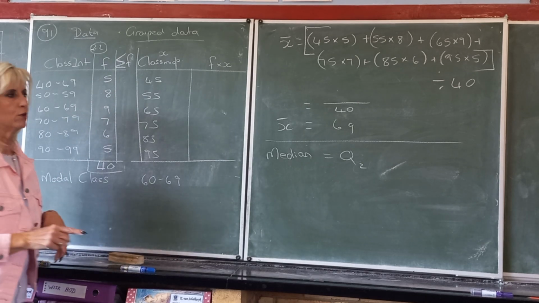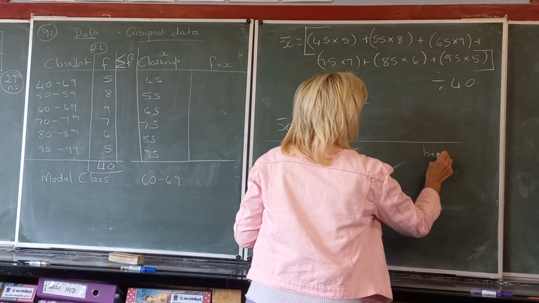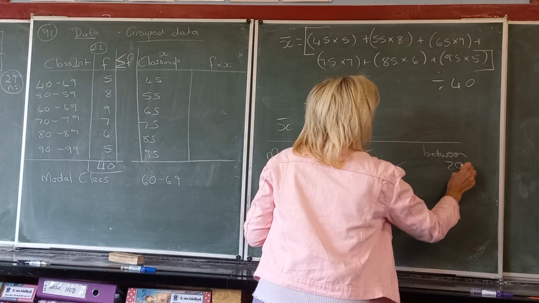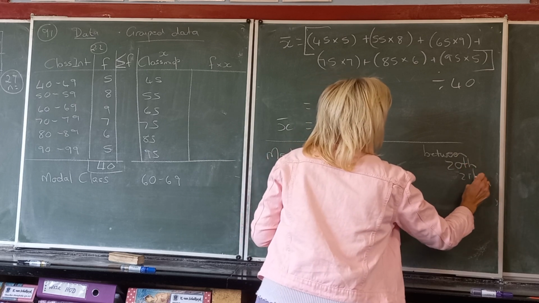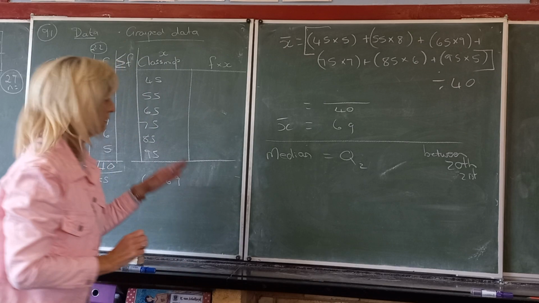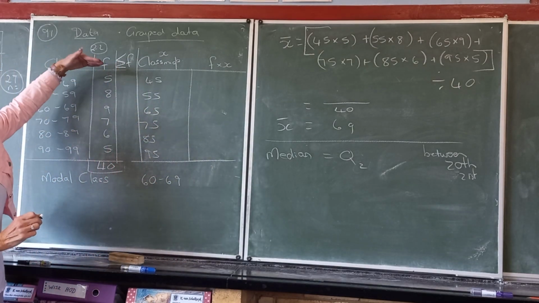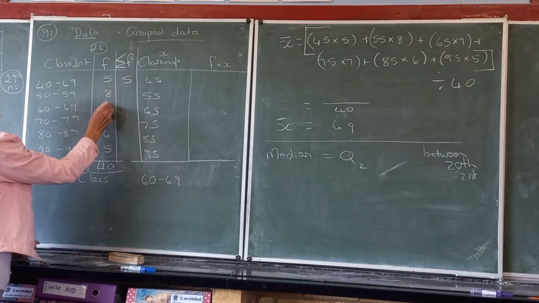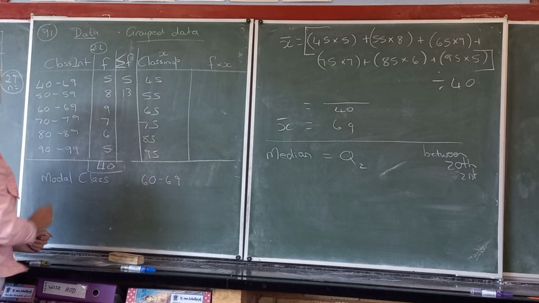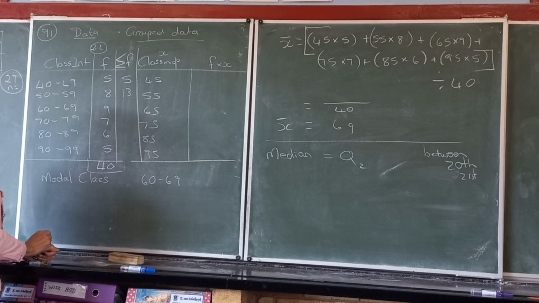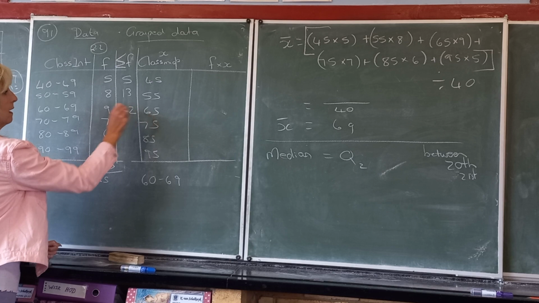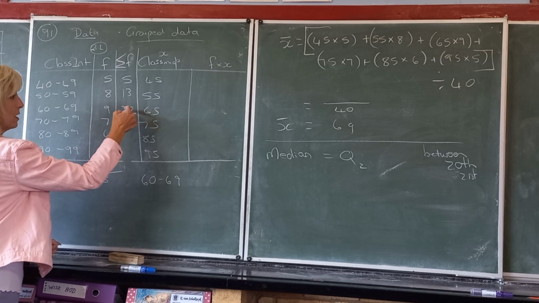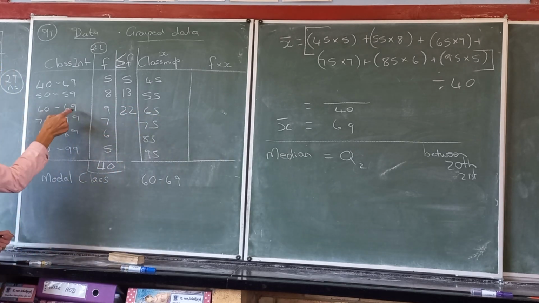Why? I'm looking for the 20th and 21st data piece. So far, lining them up from the smallest to the largest, I've got 5 kids. Then I'm adding that 8 together. So far I've got 13. So do I already get to the 20th one? Not yet. So when I add 9, aha. So the 20th one and the 21st one should have been in here, between 60 and 69.